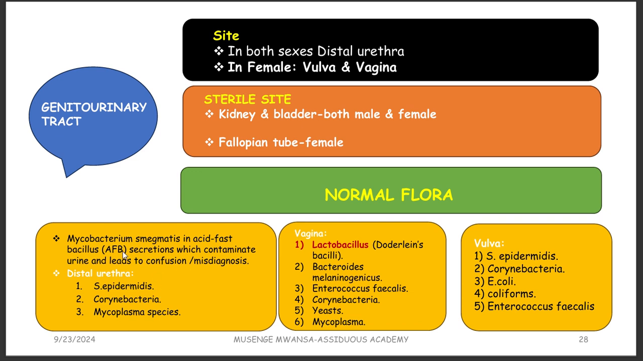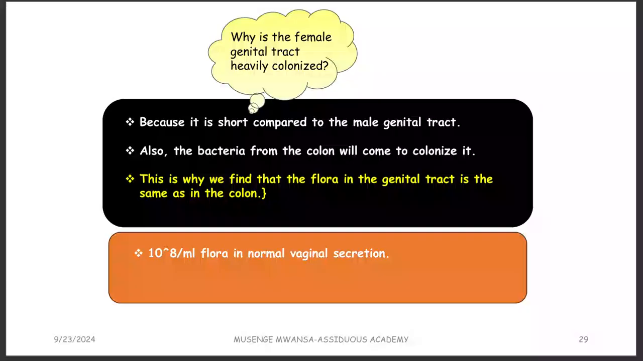Okay, this is not very important. But the distal urethra, take note, it has got Staphylococcus epidermidis, colon bacteria, mycoplasma species, because this is actually part of the skin, distal, nearly coming out.